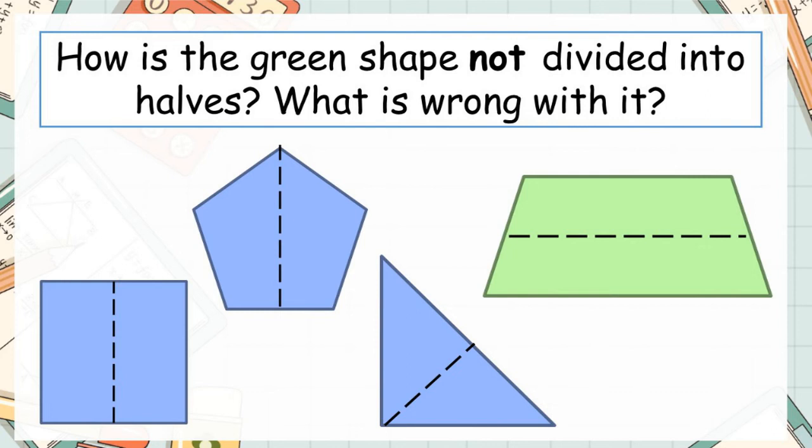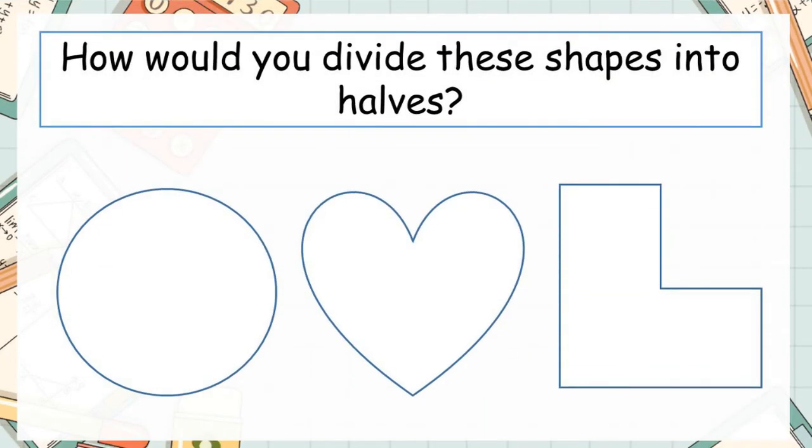Well, of course, the two pieces are not equal in size. They're not the same size. So it's not halves. It's just been broken into two. How would you divide these shapes into halves? Pause the video and draw these shapes on your piece of paper, then divide them into halves. Give that a try now.